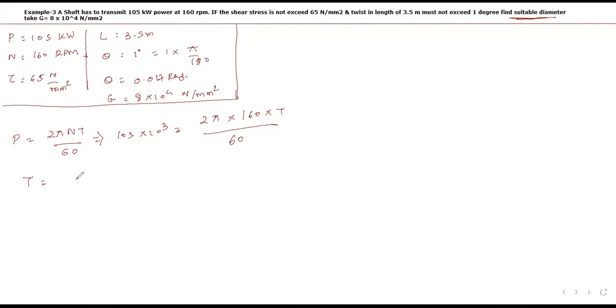What is the value of T? Okay, 6266.72 Newton meter, fine, no problem. We need to convert into mm. So can I say that 6266.72 into 10 raised to 3 Newton mm, yes or no?